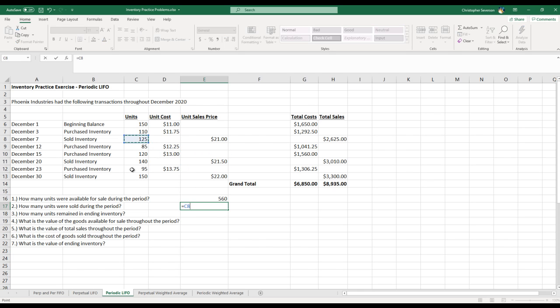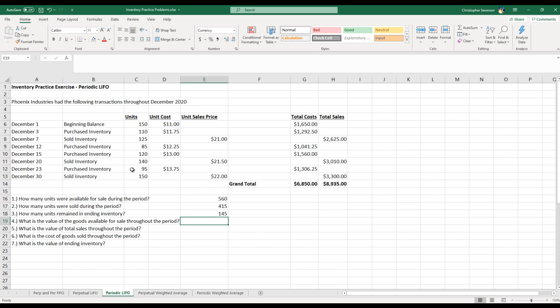If we go up to 125, and then 140, and then 150, we sold those units. How many units remained in ending inventory? It's the difference between these two numbers. We have 145 left in ending inventory. Pretty straightforward. We're just counting units at that point, adding them all up.